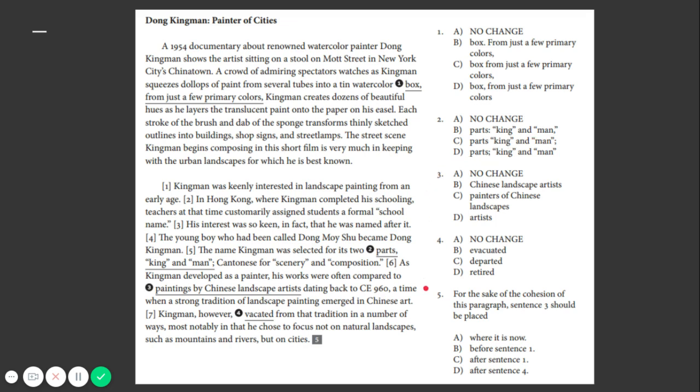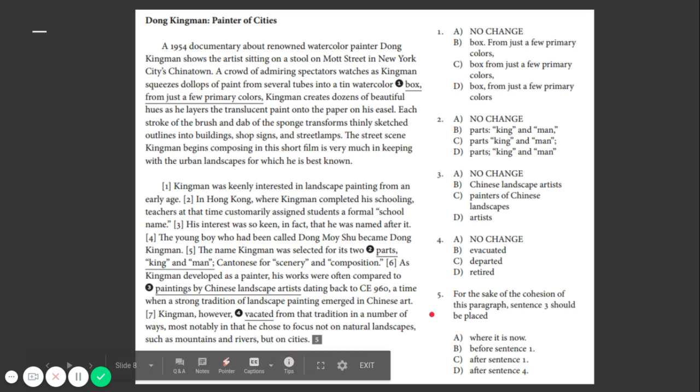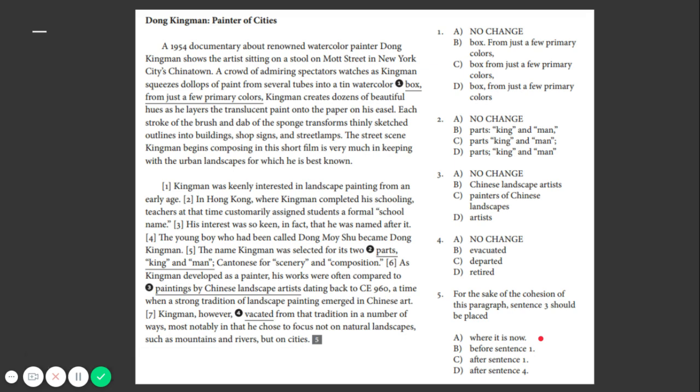And then we're going to look at 5. These are the questions that trip a lot of people up. If you already know your grammar rules, they can be a little bit harder. So this is, for the sake of the cohesion of this paragraph, sentence 3 should be placed A, where it is now, B, before sentence 1, C, after sentence 1, D, after sentence 4.